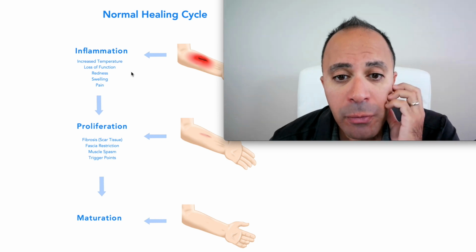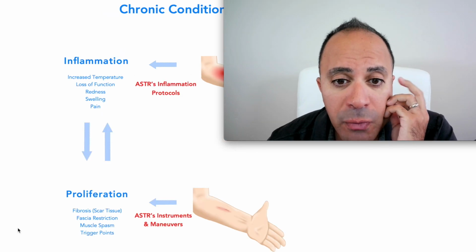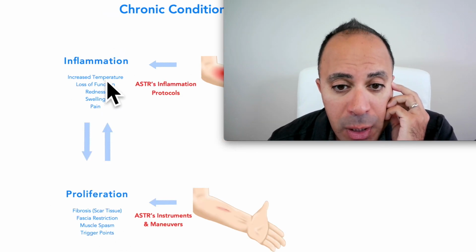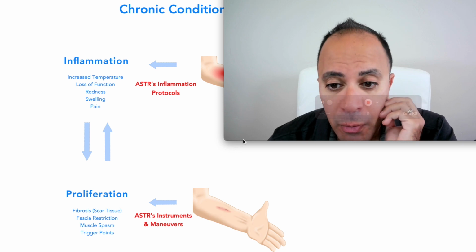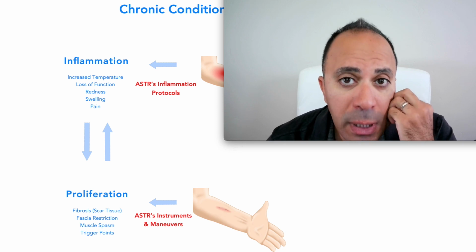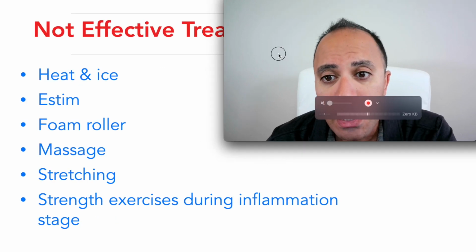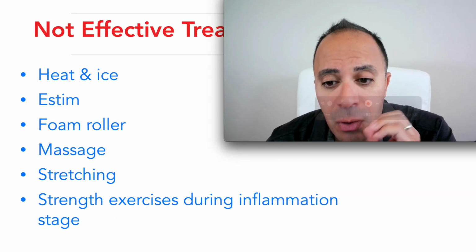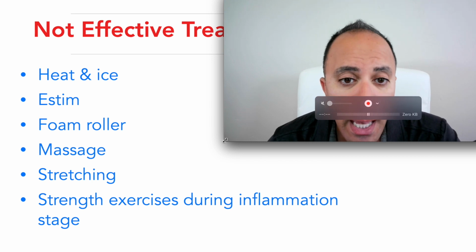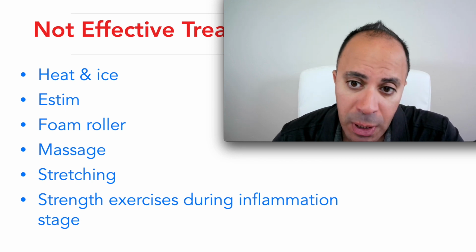If you have a chronic condition, you're usually going back and forth between inflammation and proliferation in the piriformis muscle. So how to treat it? For the treatment, I'm going to go over what is currently used that's not effective, so you don't have to waste your time on it, and then we're going to go over the effective treatment.